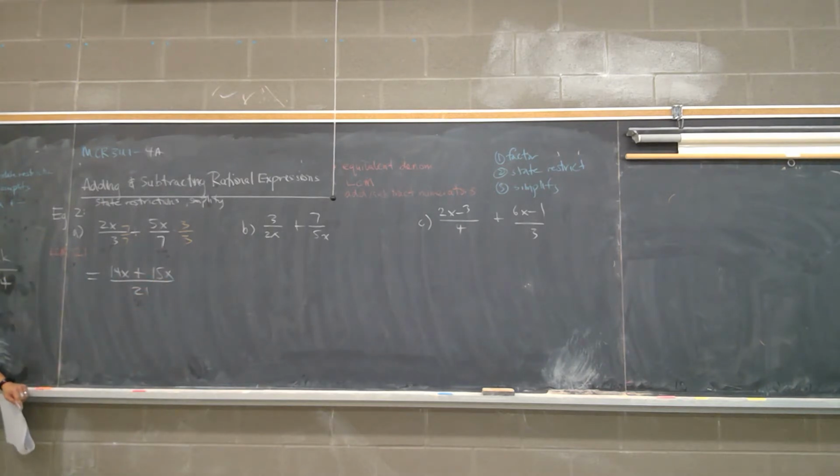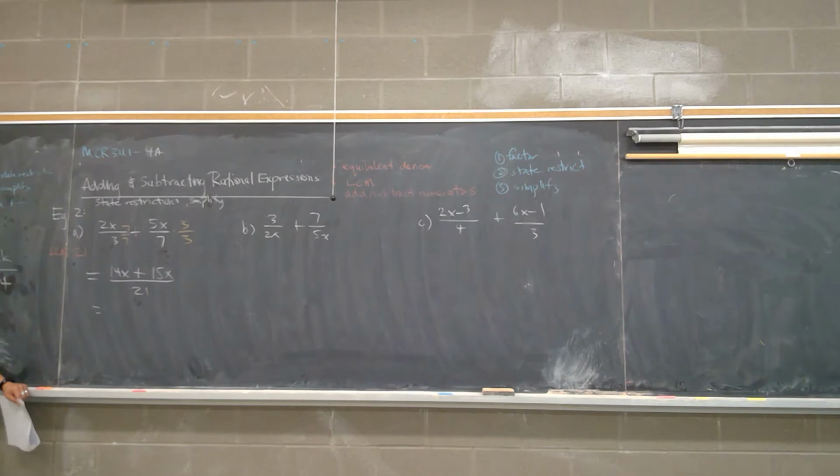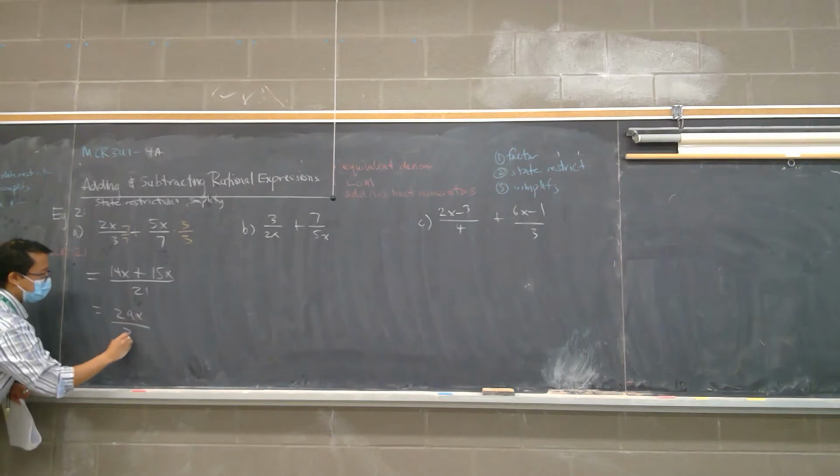Before we continue with the final answer, everyone okay? This one is unfortunately super easy. But it's a reminder that it's not actually always going to be the product of the two denominators. And so simply now you simplify by adding or subtracting numerators. 14x plus 15x, 29x over 21.